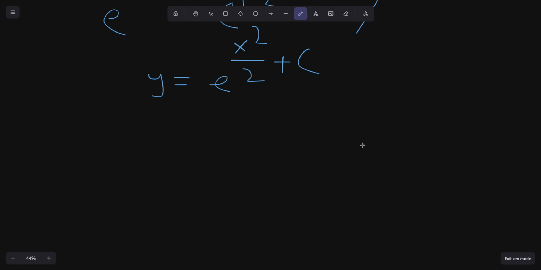And recall your exponent rules. When you have a to the power of x plus y, that's equal to a to the x times a to the y.